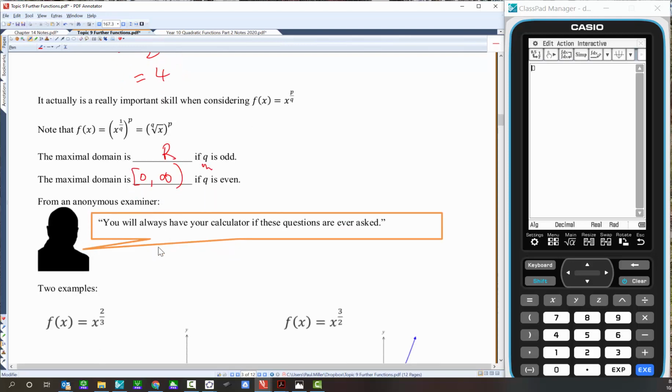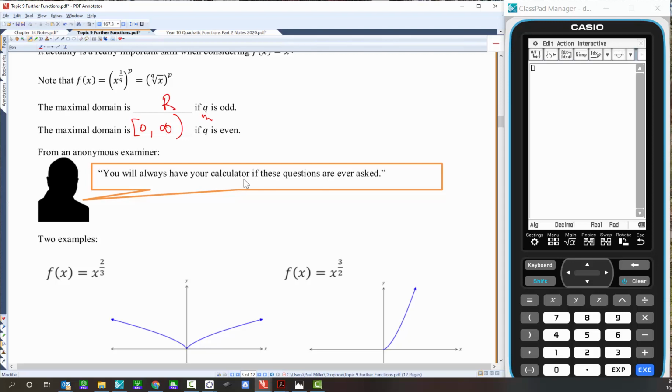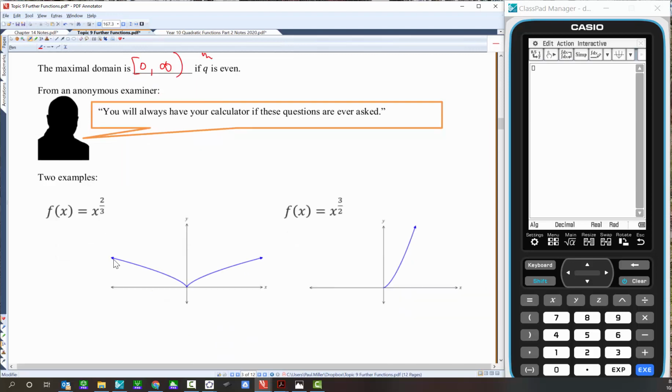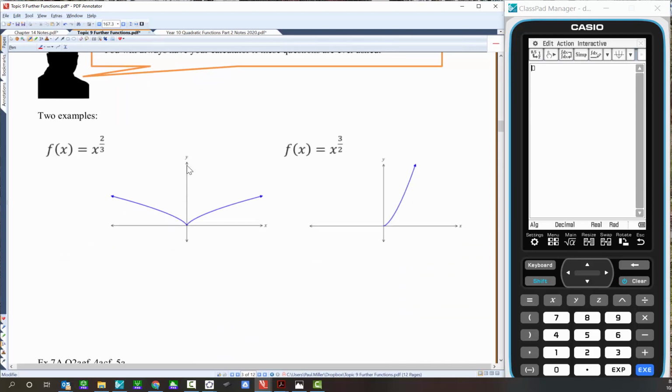Now, Mr. Tench reckons that you'll always have your calculator if these questions are ever asked, okay? And think of a really good multiple choice problem from the 2018 exam that required a good understanding of these kind of power functions. All right, so here are two examples.